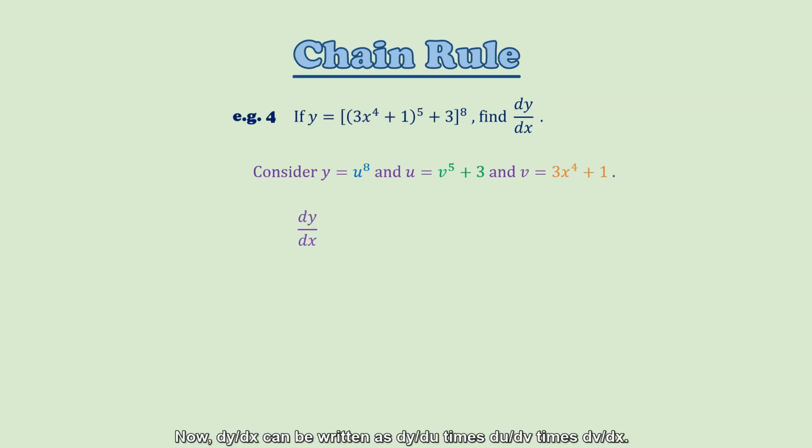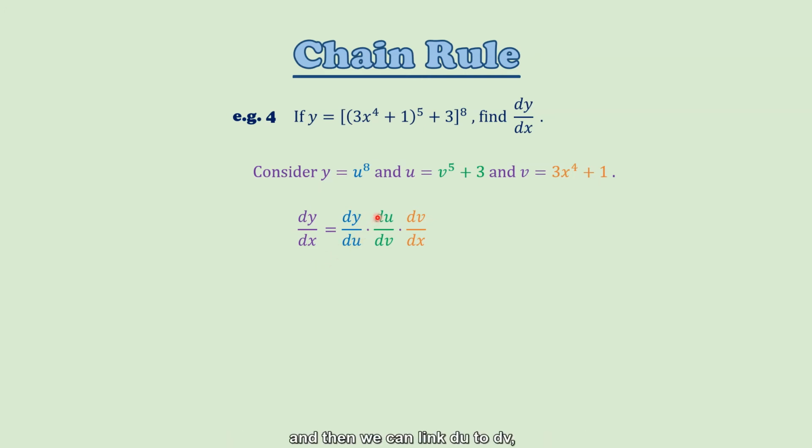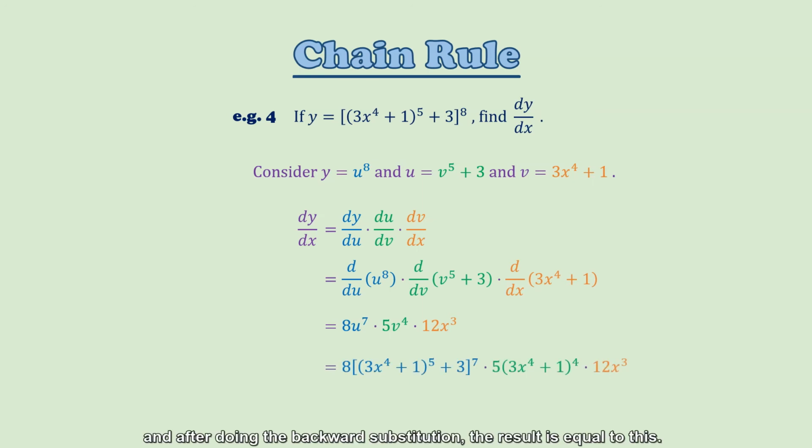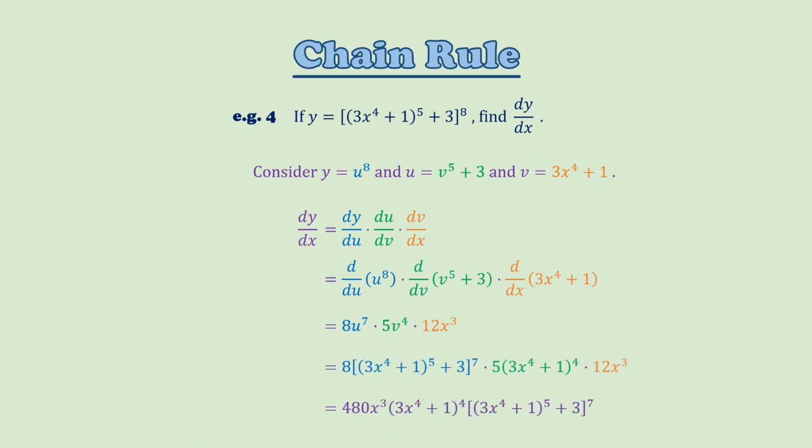Now dy dx can be written as dy du times du dv times dv dx. As we can see, to find dy dx, we can link dy to du, and then we can link du to dv, and then we can finally link dv to dx. It is just like a chain, and we can make it as long as we want. That's why this rule is called the chain rule. Now each part can be differentiated easily, and after doing the backward substitution, the result is equal to this.